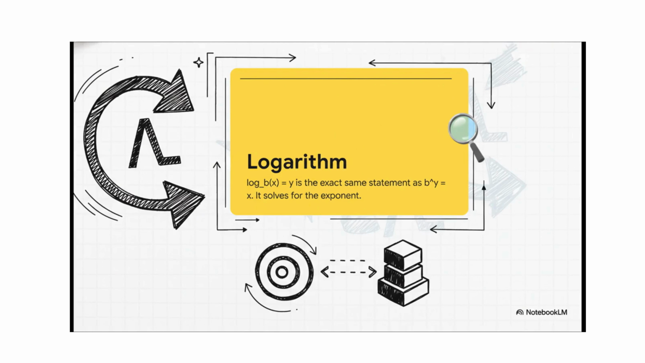And don't let the notation freak you out. All this is saying is that these two equations mean the exact same thing. Reading log base b of x equals y is just a fancy way of saying b to the power of y equals x. It's the same information, just shuffled around to solve for that exponent.